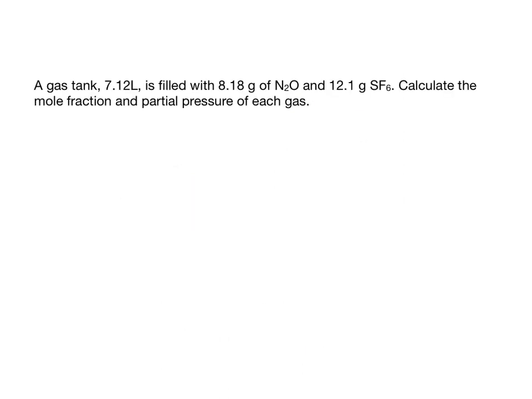If a gas tank, which is 7.12 liters, is filled with 8.18 grams of N2O and 12.1 grams of SF6, calculate the mole fraction and the partial pressure of each gas. Now, you are going to need to know the temperature in order to do this calculation. In this case, it is 21.1 degrees Celsius. There are a variety of ways you can think about this.